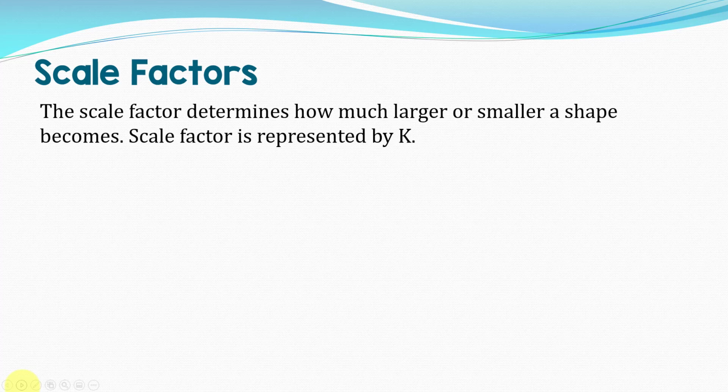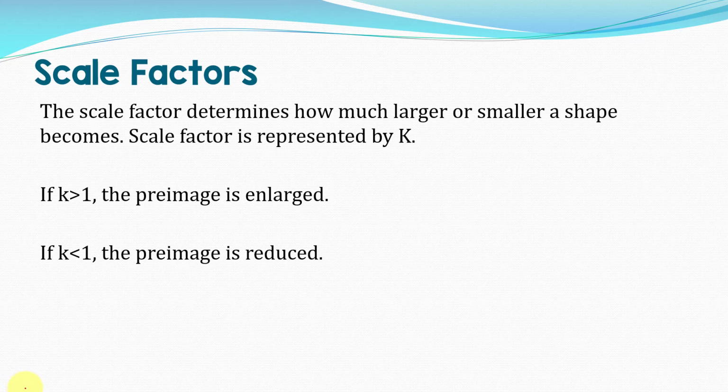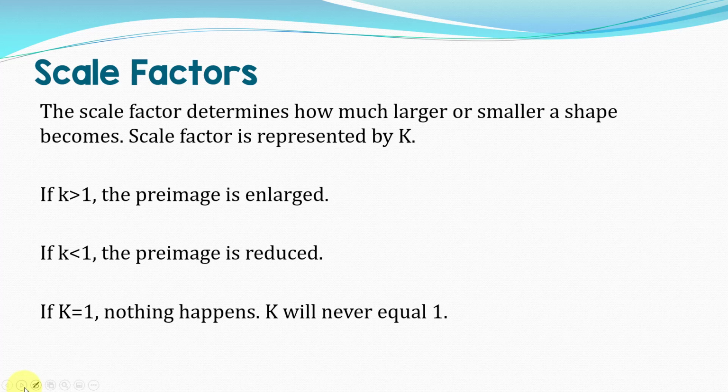The scale factor is what determines how much larger or smaller it's going to become. So if the factor is a larger number than 1, then it's going to get bigger. If it's smaller than 1, it's going to get smaller. That should make sense. Typically, you don't have a scale factor of 1 because when you multiply by 1, it's not going to get bigger or smaller, so it's not going to dilate at all.